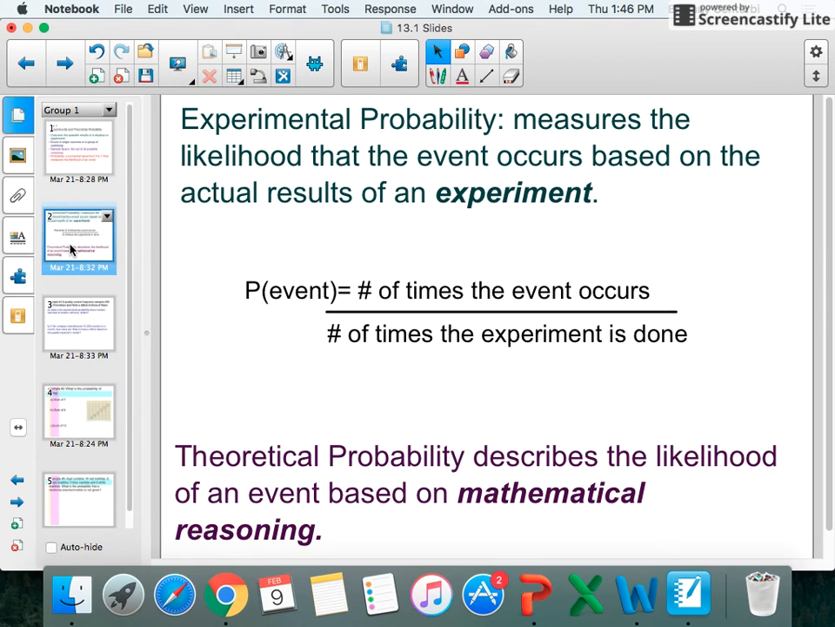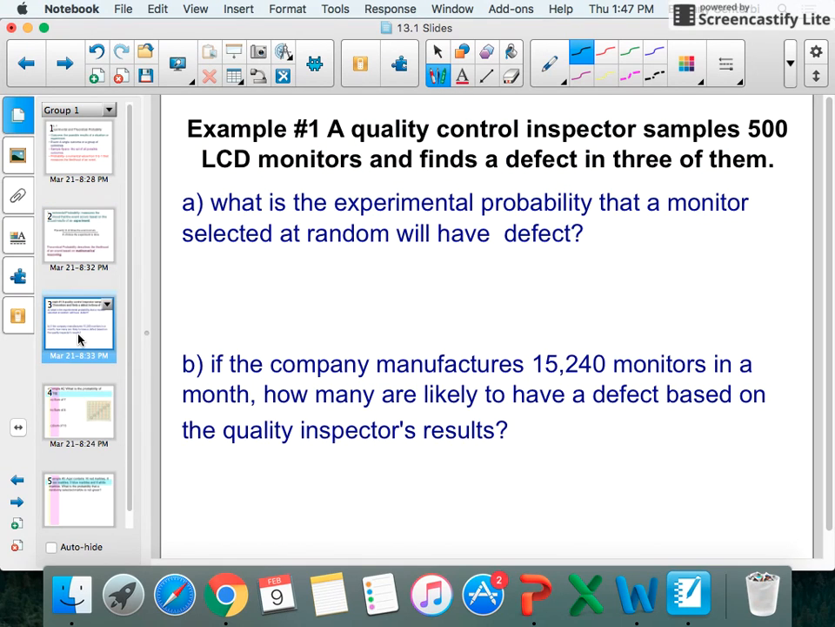So experimental means that it measures the likelihood of the event that it occurs by an experiment. And then to calculate that, you would do the number of times an event occurs over the number of times the experiment is done. And then your theoretical probability is using the mathematical reasoning behind the probability. So we're going to take a look at a few examples.